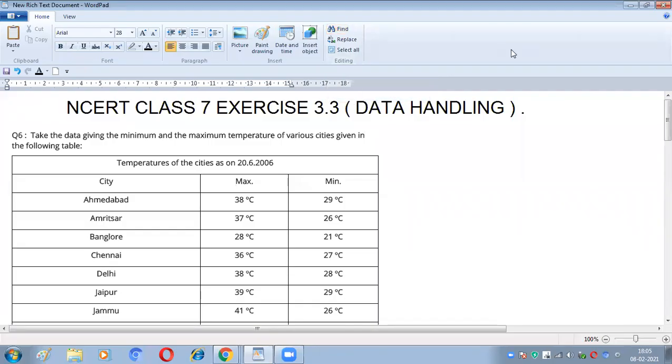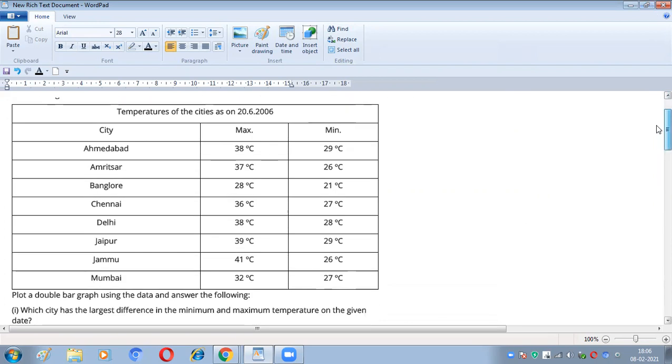Today I will explain exercise 3.3 of chapter 3, that is data handling. So now I will solve question number 6, and question number 6 is: take the data giving the minimum and the maximum temperature of various cities given in the following table. Here is the temperature of the cities as on 20 June 2006.